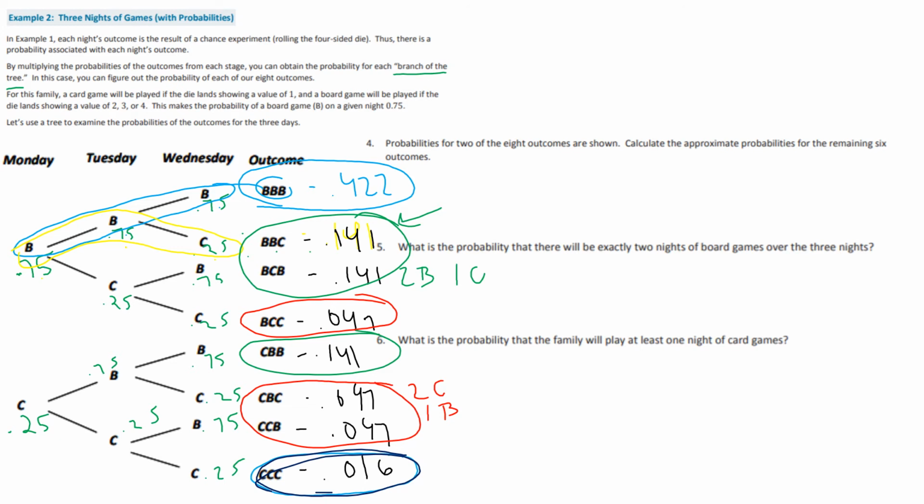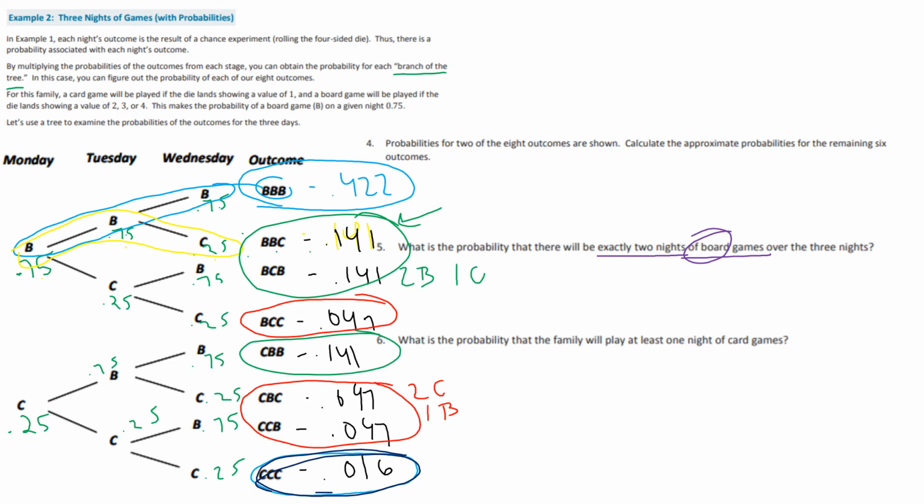Let's look at number 5. What is the probability that there will be exactly 2 nights of board games over the 3 nights? Okay, so that means exactly 2 nights. Let me get a color that we haven't used yet. Exactly 2 nights. So that means I need 2 B's, because this is board games.